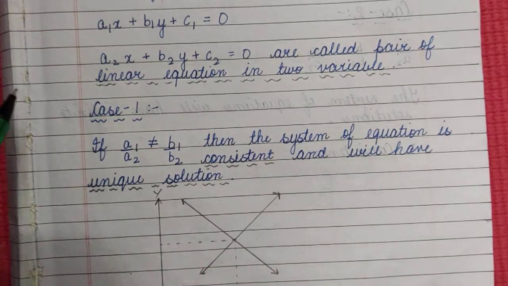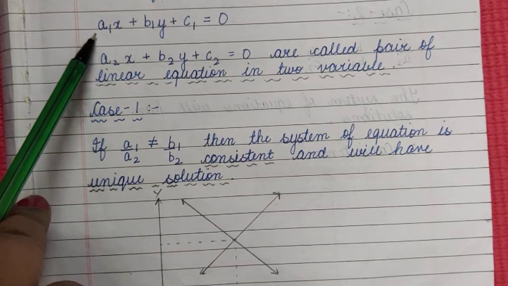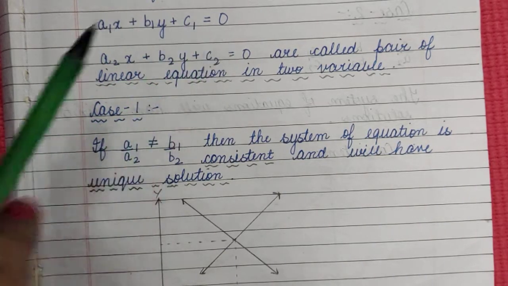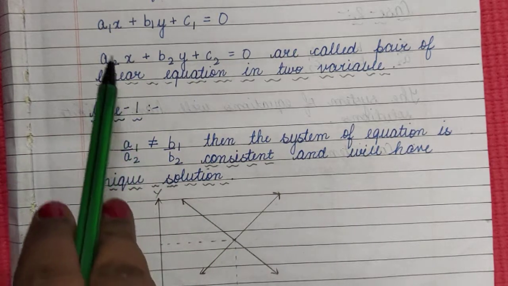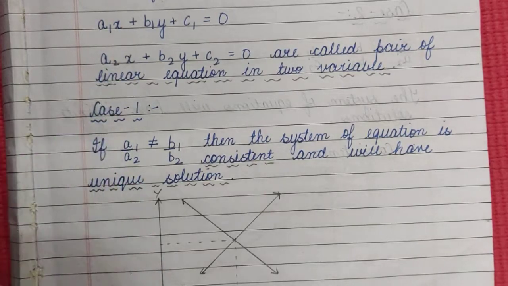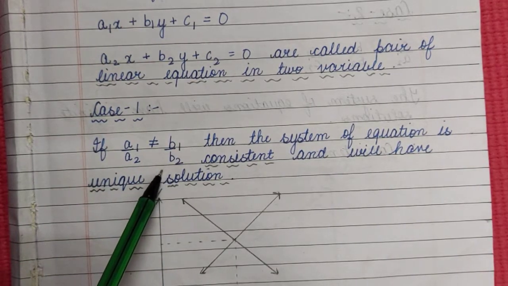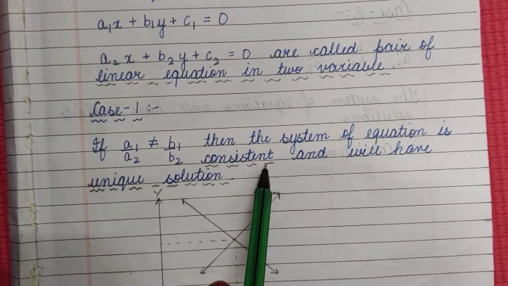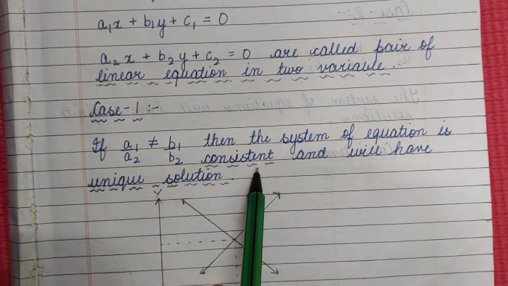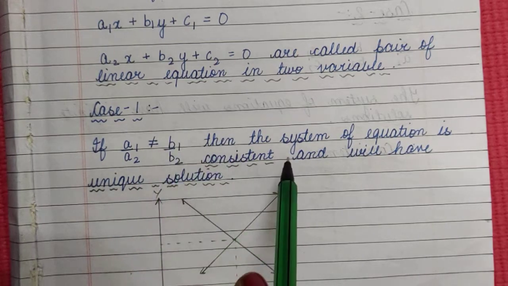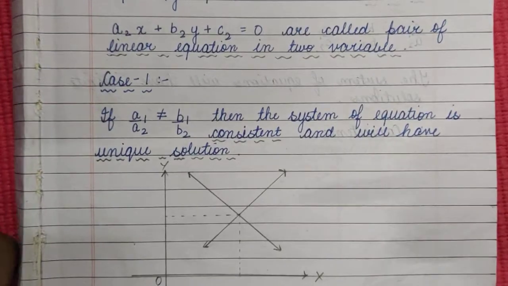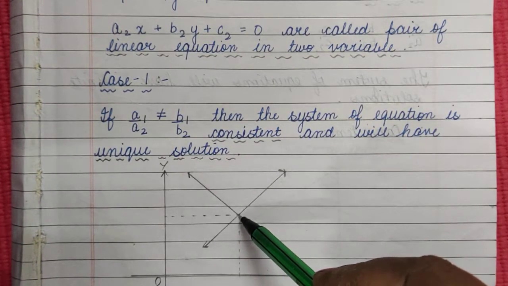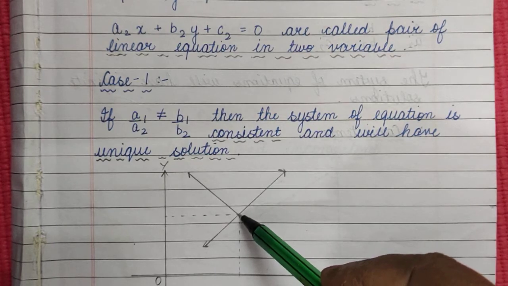Now, we all know that the standard form of a linear equation in two variables is a1x plus b1y plus c1 equals 0 and a2x plus b2y plus c2 equals 0. If a1 by a2 is not equal to b1 by b2, then the equations will be consistent. Consistent means they have a solution. But in this case, how many solutions will you get? You will get only a unique solution, meaning exactly one solution. In this case, the graph will be intersecting. So when they are intersecting, we get only one solution.